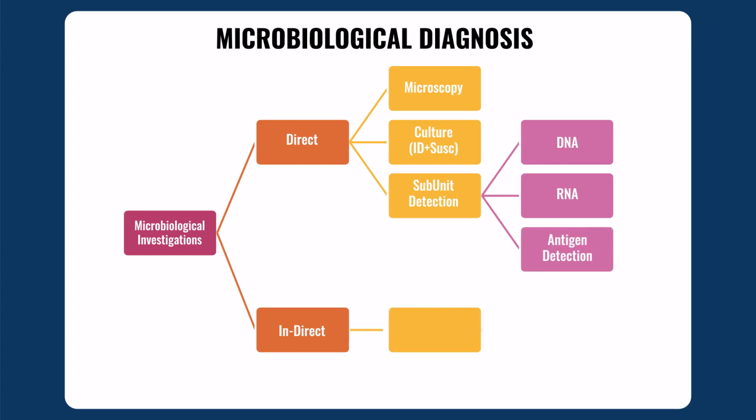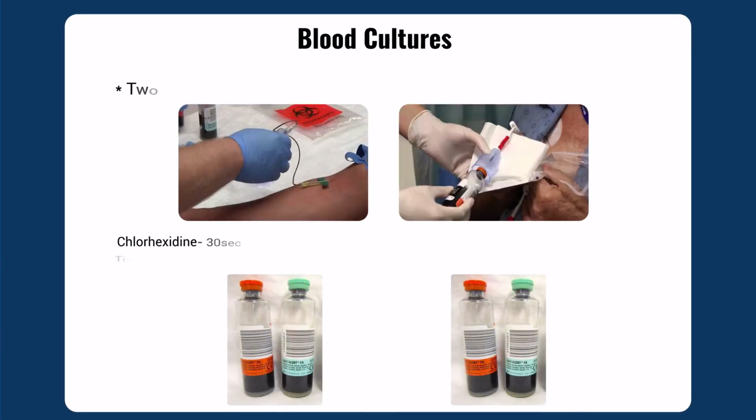Indirect is usually serological diagnosis, which is the antibody detection or the biomarker detection. The method of collection of blood cultures is shown in the pictorial representation, how the site has to be prepared with chlorhexidine, creating a clean area from center to periphery. Always collect 2 sets of blood culture bottles. One set should contain an aerobic and anaerobic bottle. That would increase the yield of bacterial growth from 60% to 90%.